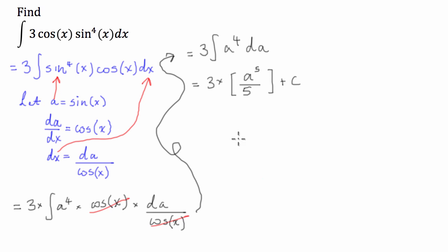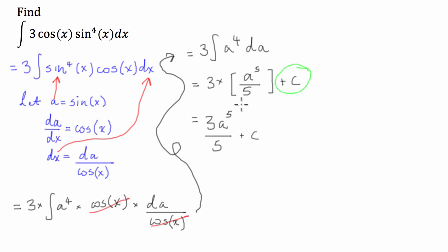You've probably had everyone harping on about this to you, but make sure you put that plus c term in. I see so many people forget it, and they just lose marks for no reason. It's easy to forget, but just remember that. So let's get rid of those square brackets. We are left with 3a to the power of 5 on 5 plus c.